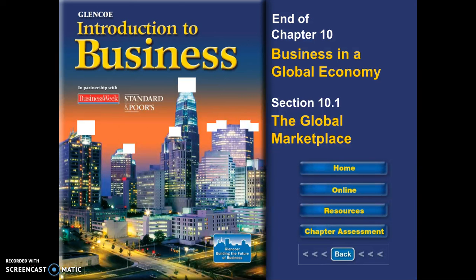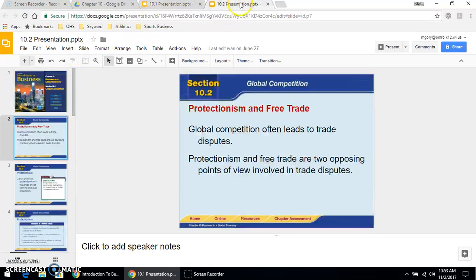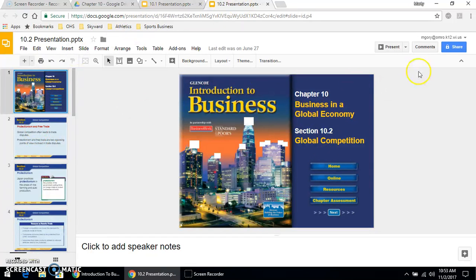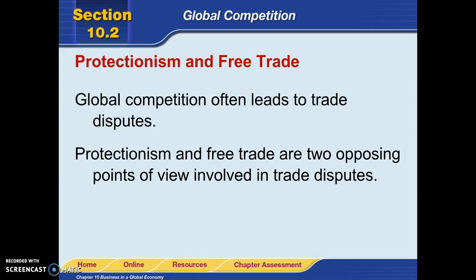All right, let's move on from section 1 into section 2, which is going to be discussing global competition. So how do we compete on a global scale? When it comes to competition and free trade, we have this concept known as protectionism. This is global competition, which often leads to trade disputes.